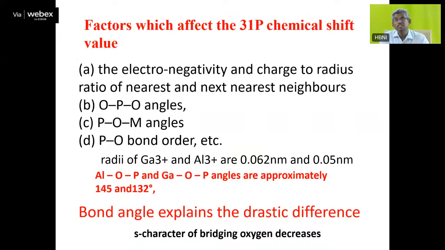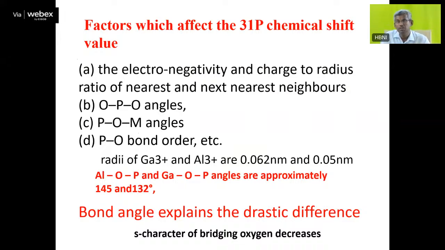So the factors which affect the P31 chemical shift value are the electronegativity and charge radius ratio of the nearest and next nearest neighbors, the OPO bond angle, which I have not discussed, but the POM bond angles I have discussed, and the PO bond order, which I will be discussing now.